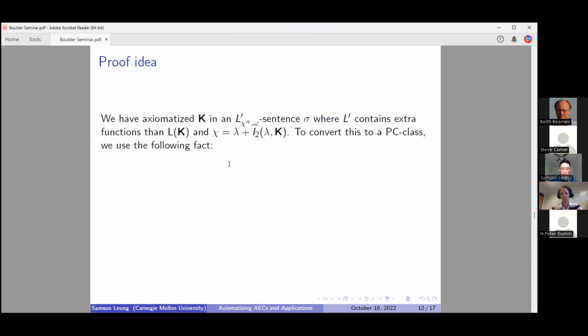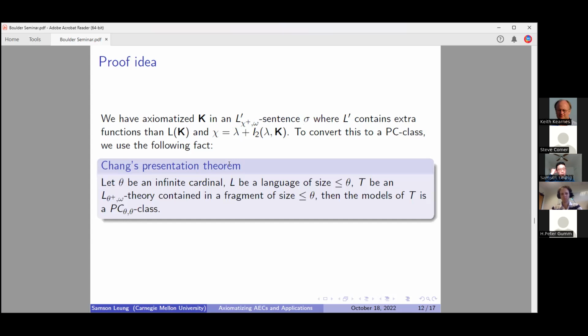So I use the following result by Chang. Chang's presentation theorem says that if you have a theory in this logic here, and you only care about a fragment of size less than or equal to theta, where theta is this cardinal here, then you can actually recode the class into a PC_theta class. And the way Chang's presentation theorem works is they add a lot of relation symbols to represent the conjunctions and disjunctions. And let's see how we can use the theorem here.